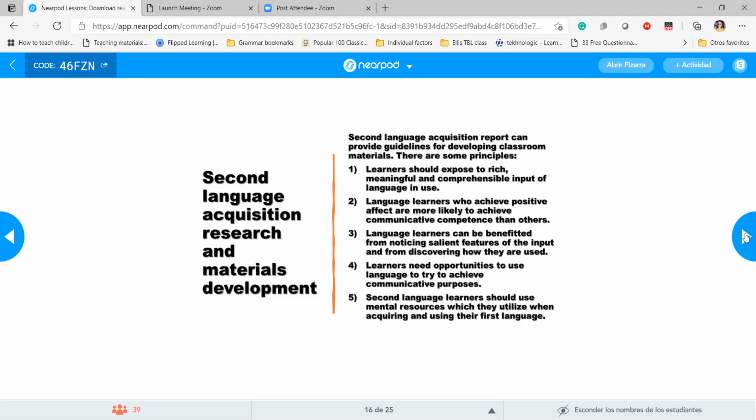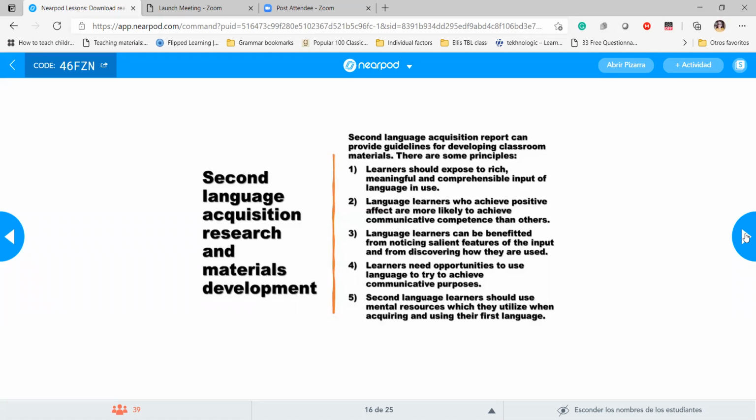First, learners should be exposed to rich, meaningful, and comprehensible input of language use. Remember, this is a theory made up by Stephen Krashen. So we have to make sure that the materials I choose are comprehensible input to use the language. Another one tells us that language learners who achieve positive effect are more likely to achieve communicative competence than others.